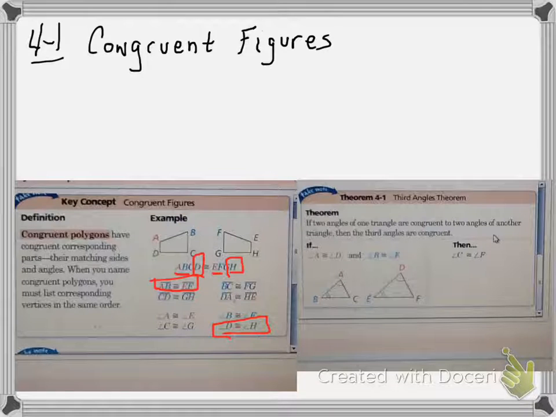Okay, so in 4.1, the third angle theorem states that if two angles on a triangle are congruent, the third one has to be congruent. So angle A is congruent to angle D, B is congruent to E, that means C has to be congruent to F. There are 180 degrees in a triangle, that's always got to be that way.